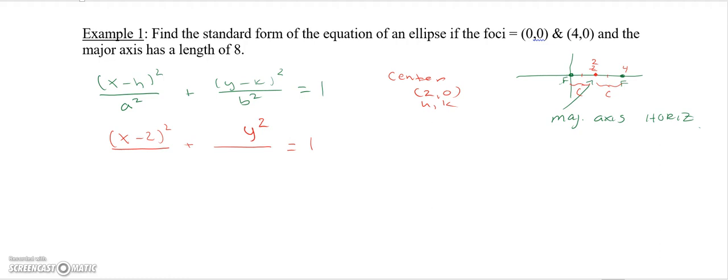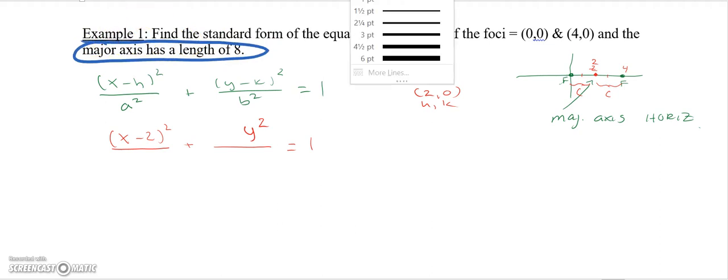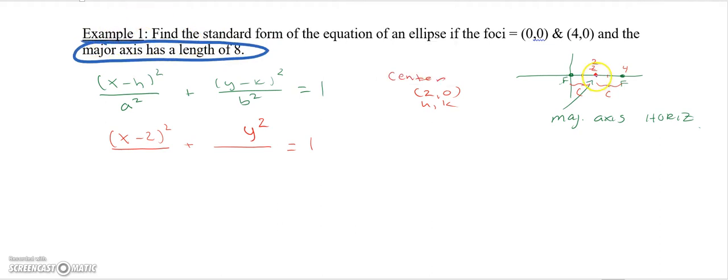Okay, so let's talk about how we find our a value. So we know that the major axis is of length 8. So from the center to the vertices, I know the vertices are going to be outside of the foci. This whole distance, the whole distance from vertex to vertex, is the major axis, and its length is 8. And I know it's going to be split equally in half. So I'm going to have 4 on that side and 4 on that side.